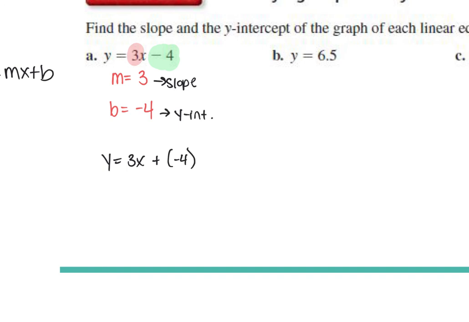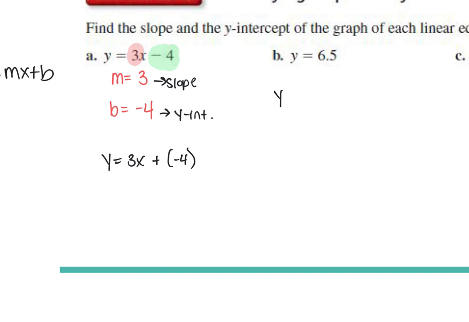y equals 6.5. Is this in the form y equals mx plus b? No. What's missing? Victor? The x and the b. The b is actually there. We're just missing the x.